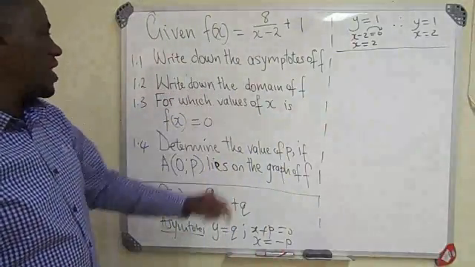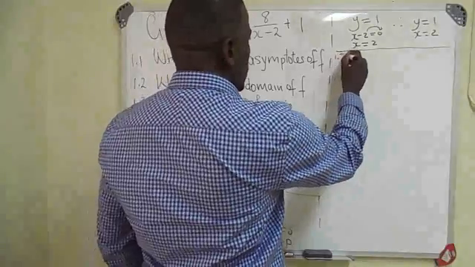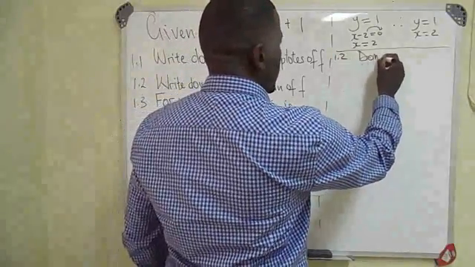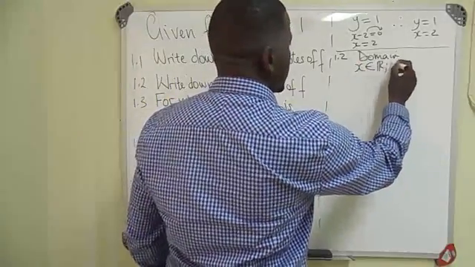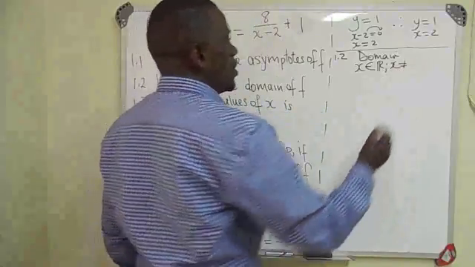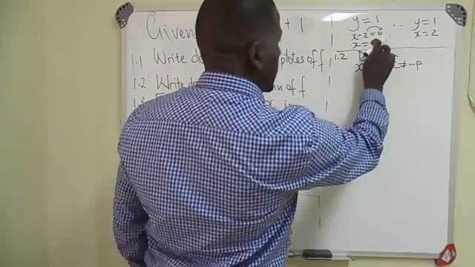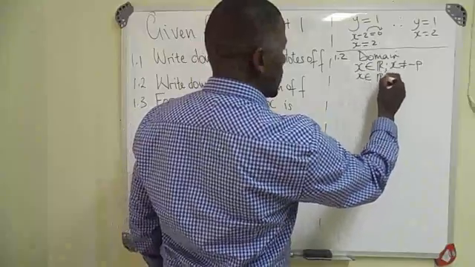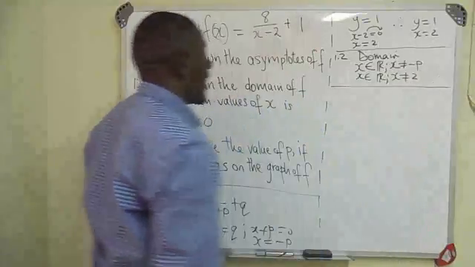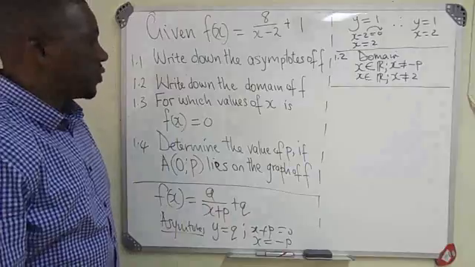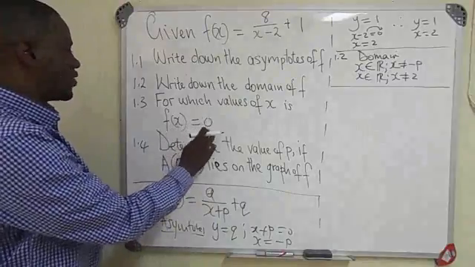Write down the domain of f. Remember, the domain is the set of input values. So when we are writing the domain, we write it as x, an element of real numbers, x is not equals to minus p. If you come to our formula here, our minus p is 2, so x, an element of real numbers, x is not equals to 2. It's not defined at x is equals to 2. Remember, it's an asymptote.